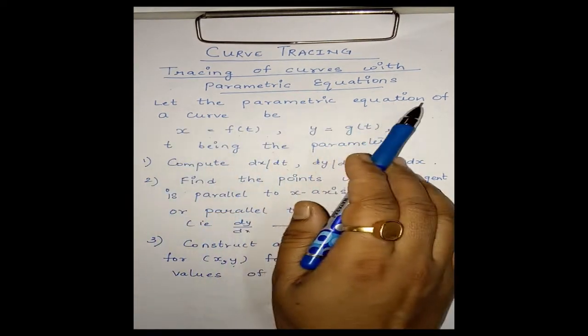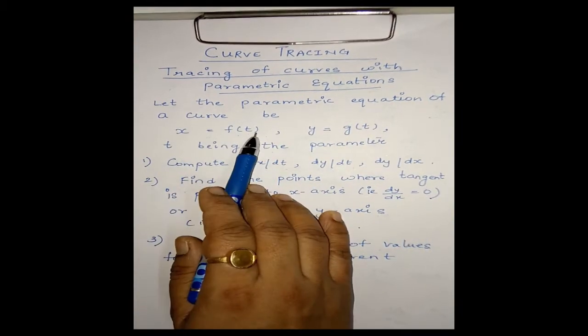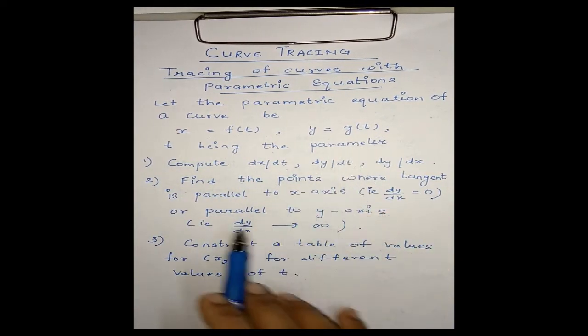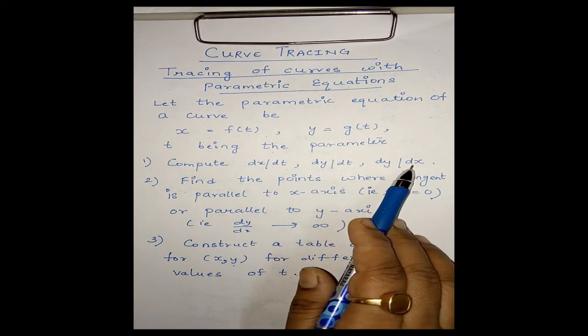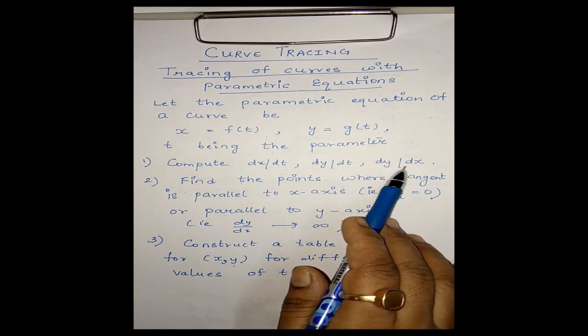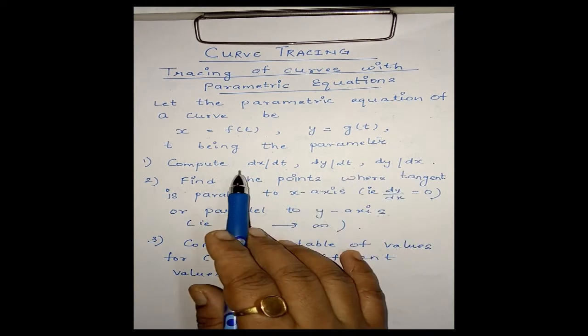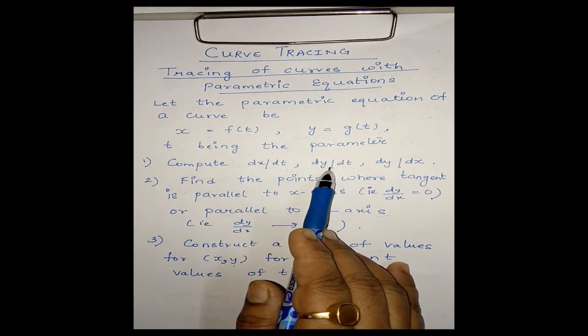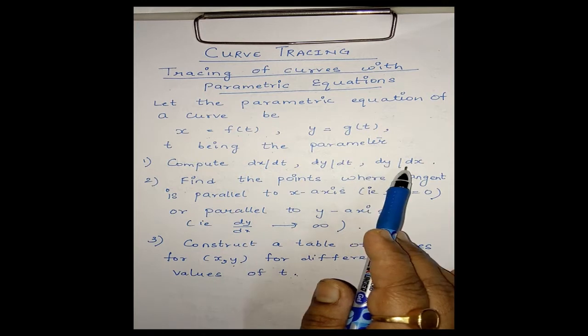Let the parametric equation of a curve be x = f(t) and y = g(t), where t is the parameter. Then in the first step we have to compute dy/dx, and we know dy/dx is (dy/dt) divided by (dx/dt). Therefore we first compute dx/dt and dy/dt, and then we will find dy/dx.